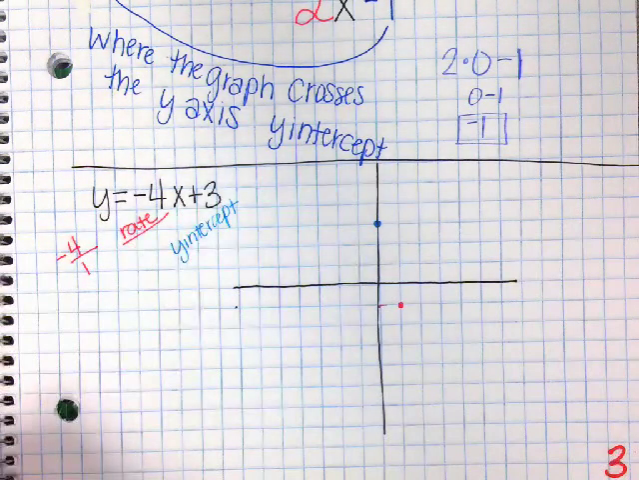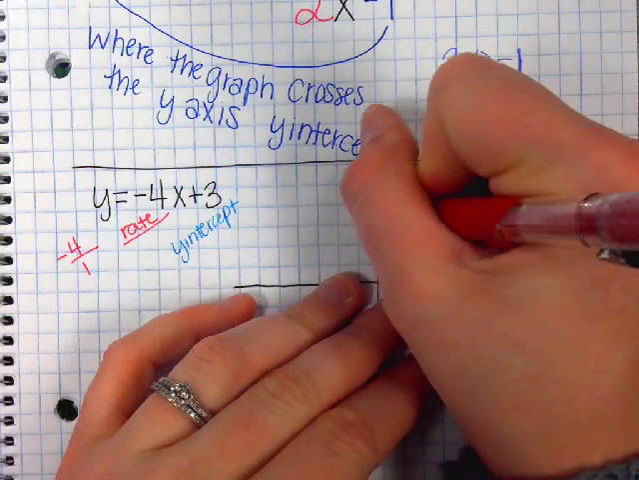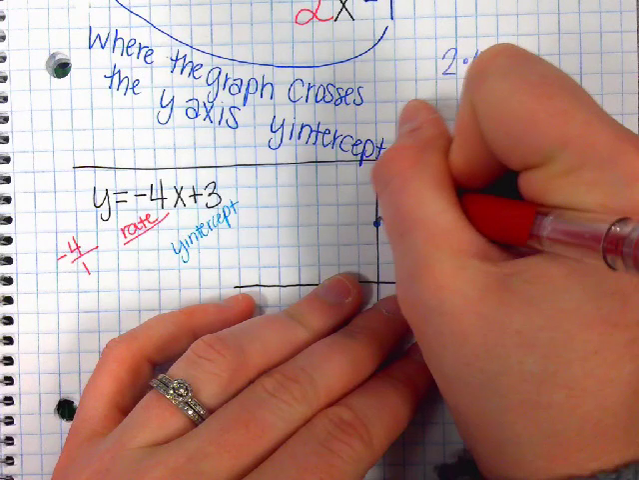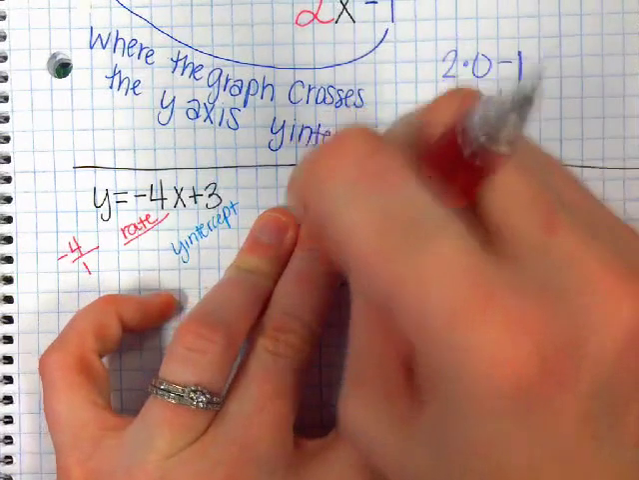So since it's a negative slope, and I know that last week I drew the little skateboarder and some of you laughed at me. That's okay. So I'm going to draw my little skateboard dude.